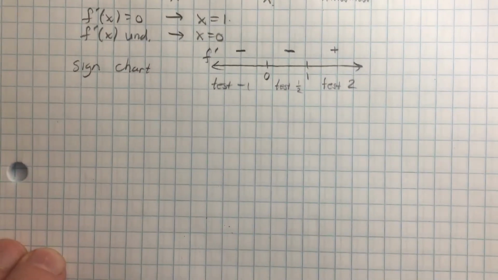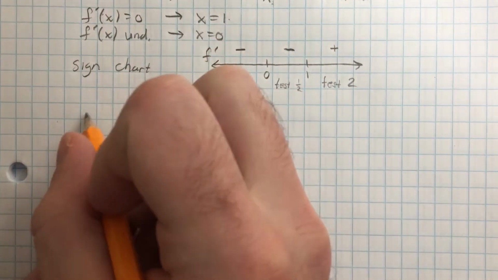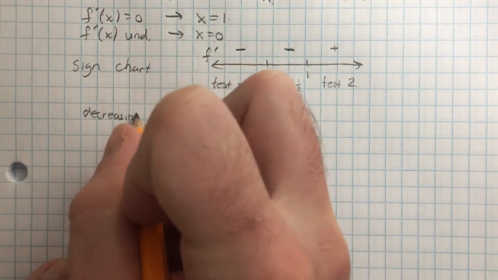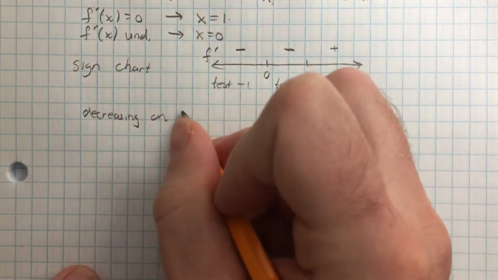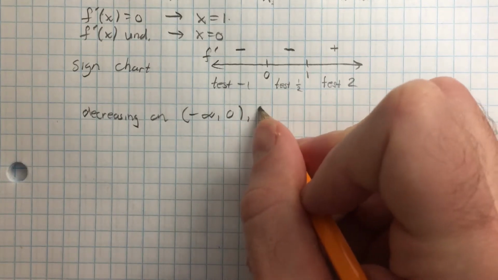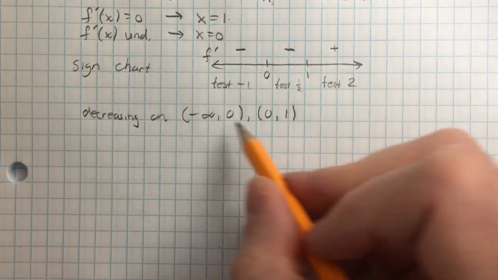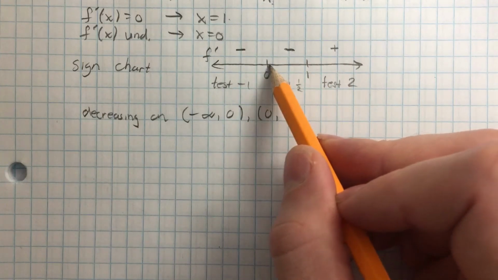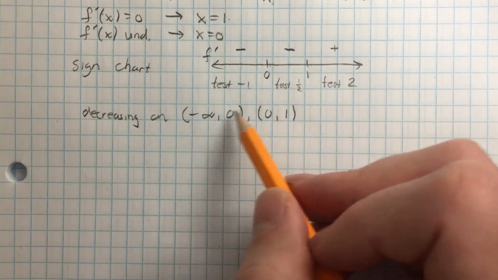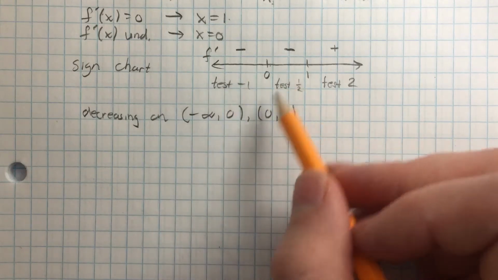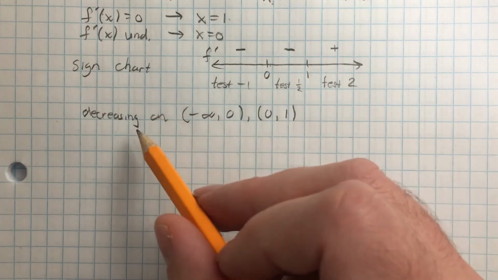We can now state where the function is increasing and decreasing. Function is decreasing on negative infinity to 0 and 0 to 1. I cannot just say negative infinity all the way to 1. It's decreasing here and decreasing here, but at 0, it's doing nothing because the function doesn't exist there. So I cannot include 0 in this one giant interval. I must pluck it out and have two separate intervals here describing where this function is decreasing.